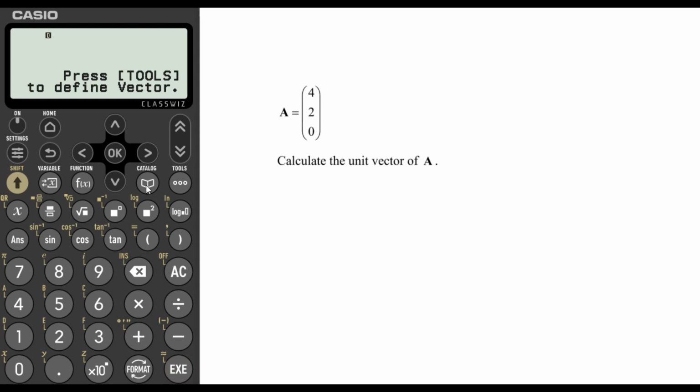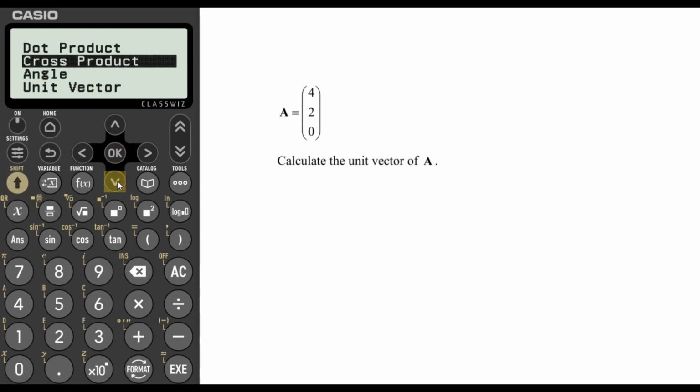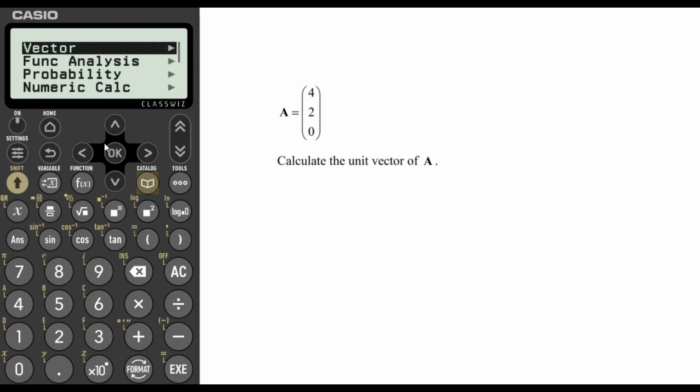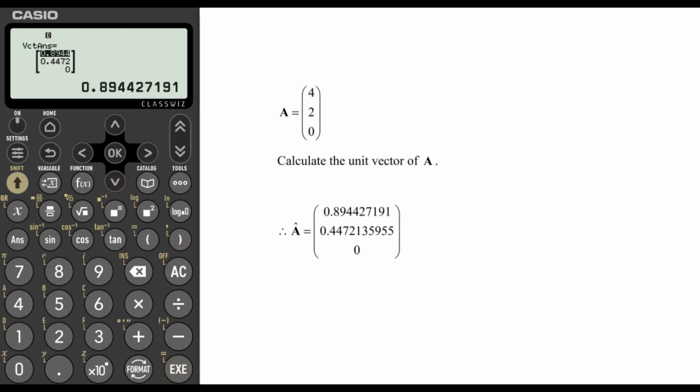We want to calculate a unit vector. If we go to the catalogue, then vector, then vector calc, what we want is a unit vector. We want the unit vector of a, so then go to the catalogue again, go to vector, we want vector a. You will find then the unit vector of a is 0.89 etc. i plus 0.44 etc. j plus 0 k.